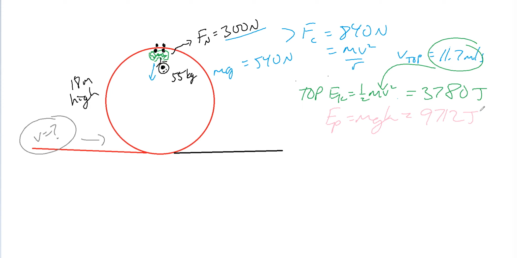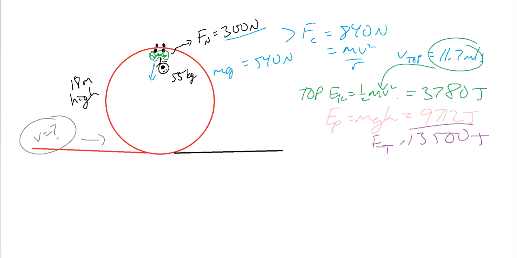So now I've got his top EK, I've got his top EP. And if I put those two together, that will give me his total energy altogether. So if I add those two up, his total energy is going to be about, well, we can round off here a little bit, around 13,500 joules. So that's his total energy. Now, of course, the total energy never changes in an ideal situation.